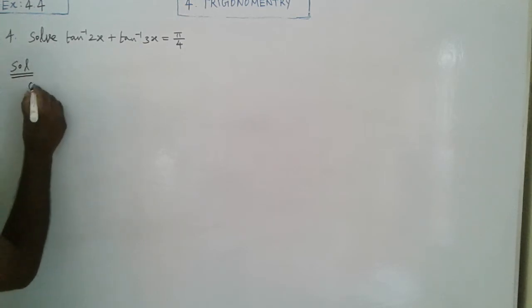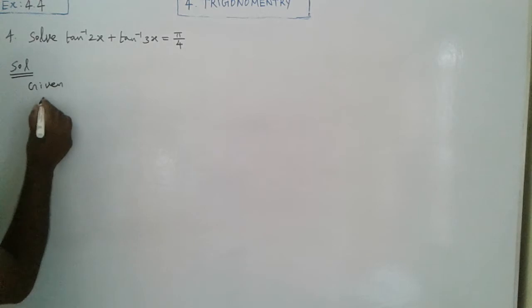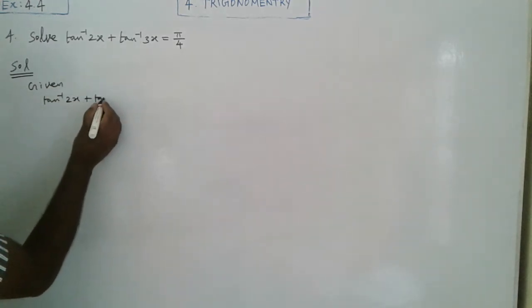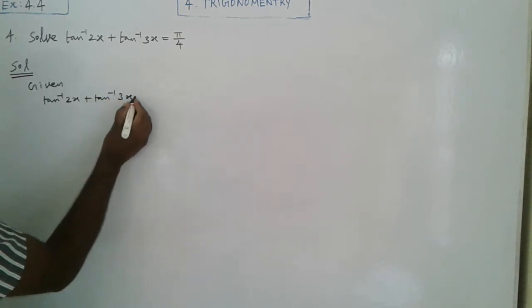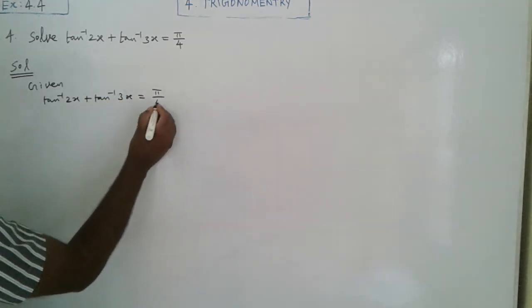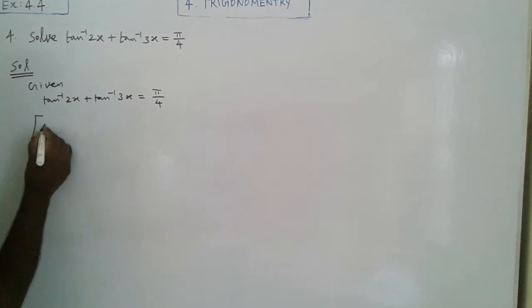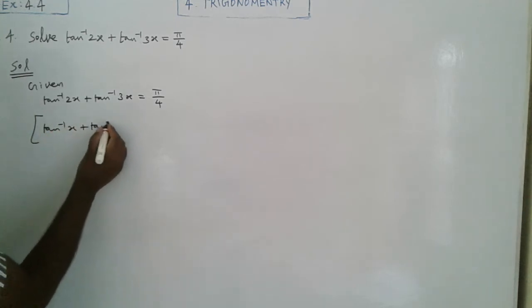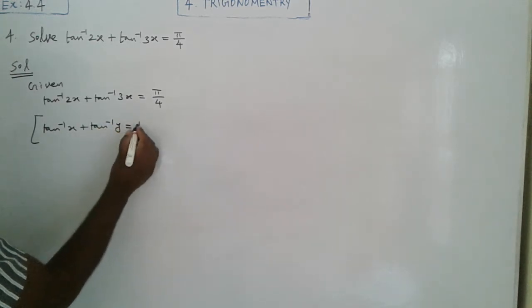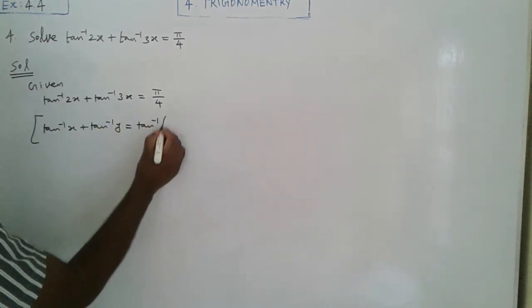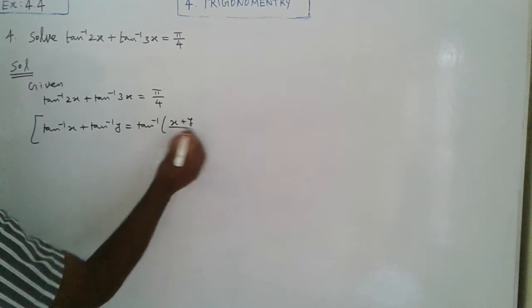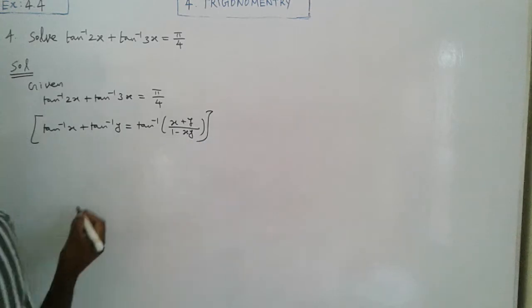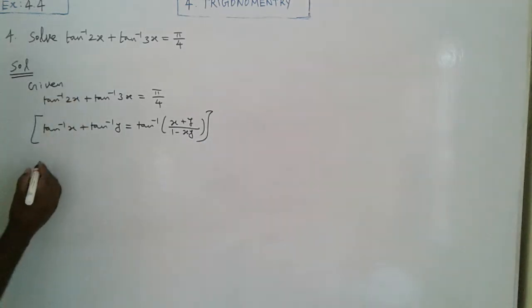Solution. Given tan inverse 2x plus tan inverse 3x equal to pi by 4. We know the formula: tan inverse x plus tan inverse y equal to tan inverse of (x plus y) divided by (1 minus xy). We should substitute this formula here.